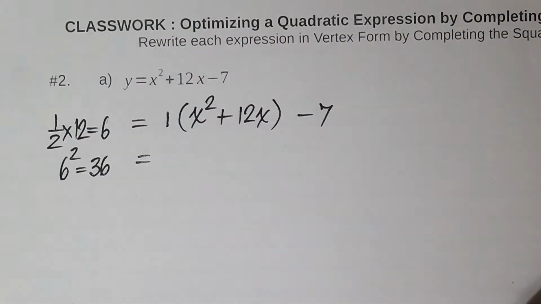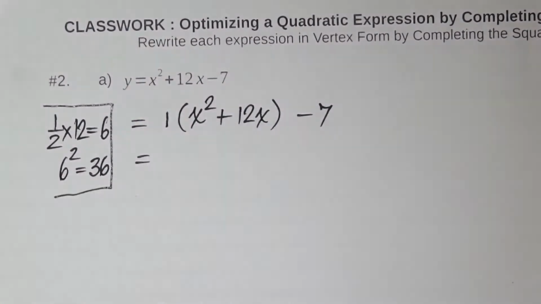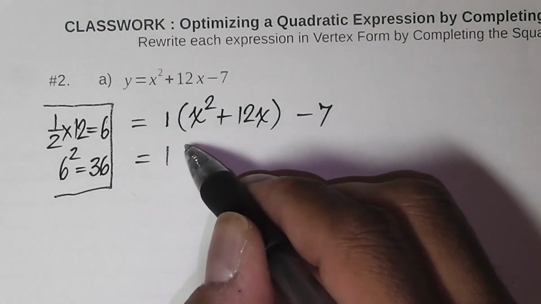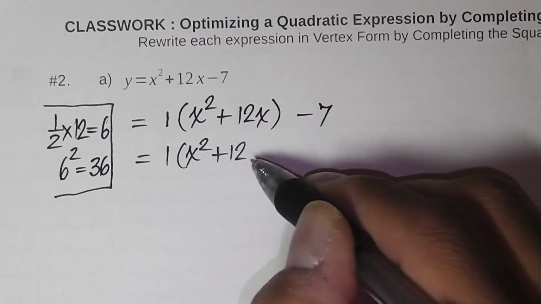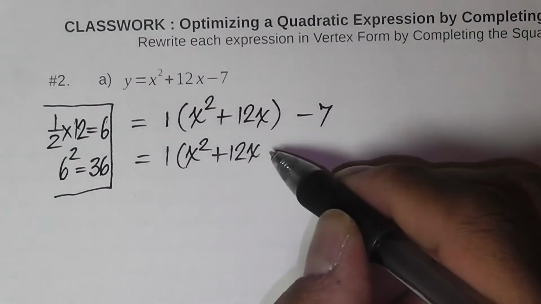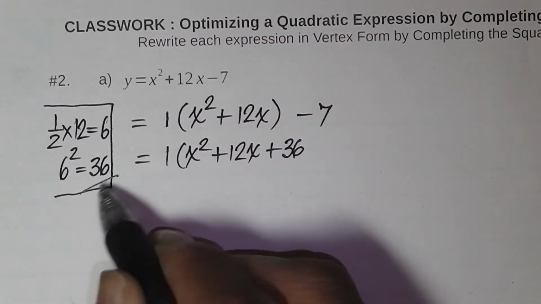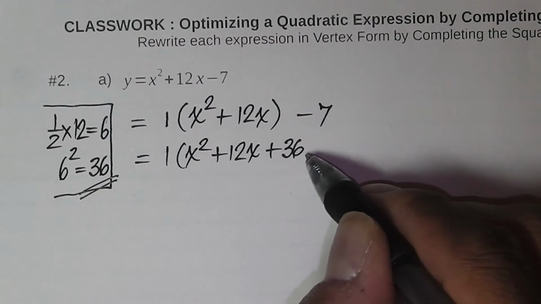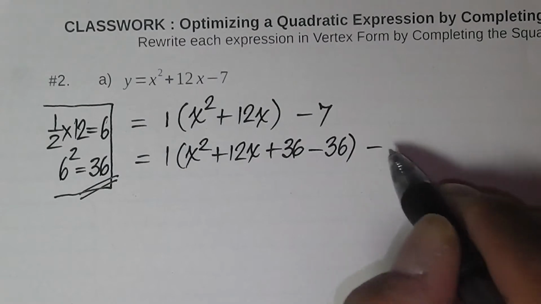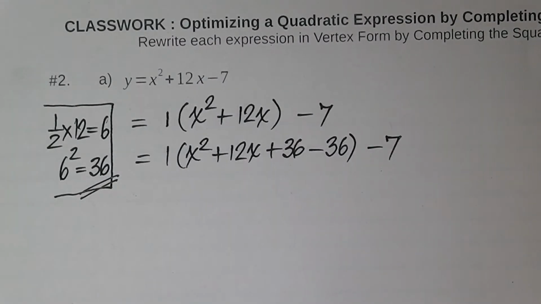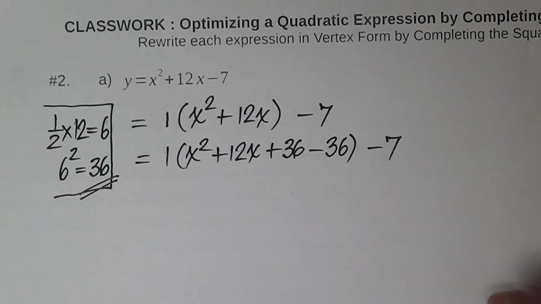So I go back to my equation. One x squared plus 12x. I'm going to add 36 from there, but it wasn't there, so I'm going to subtract it as well. And outside I still have my negative 7. So this is like a zero pair, adding 36 and then taking 36 away.